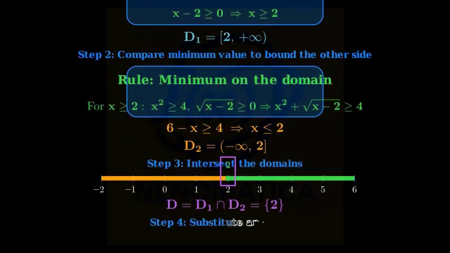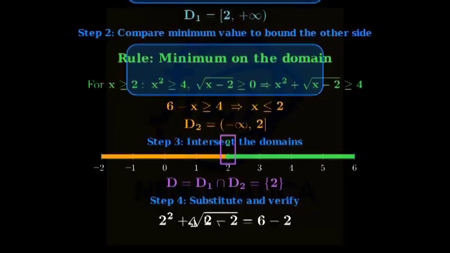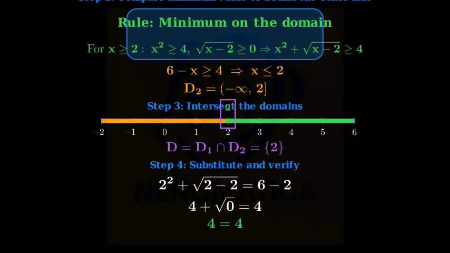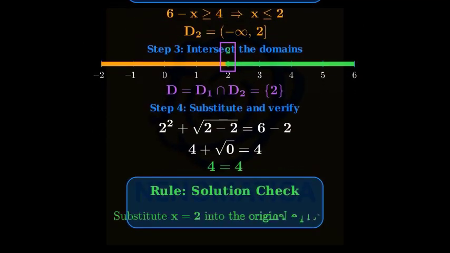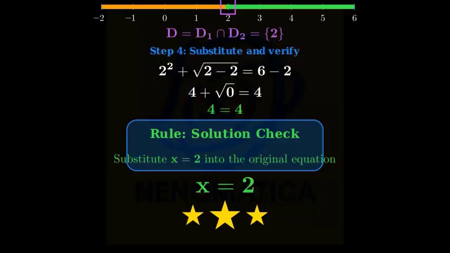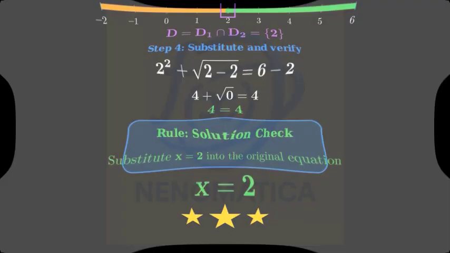Step 4. Verify by substitution. We test x equals 2 in the original equation. On the left we get 2 squared plus the square root of 2 minus 2, which is 4 plus 0. On the right we get 6 minus 2, which is 4. Both sides are equal, so x equals 2 is indeed a solution. Therefore, the solution set is the single value x equals 2.